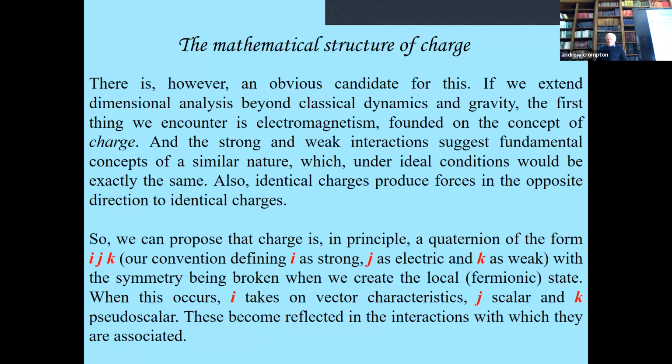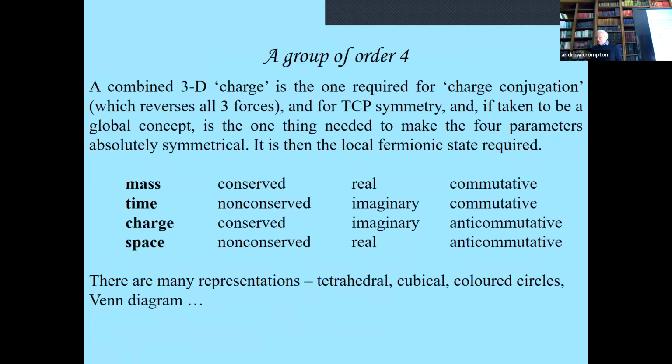But the symmetry between them is broken when we create the local fermionic state. That absolute equality is only true in a non-local way. It's not true in a local way. And when we break that symmetry, we've seen a quaternion take on vector characteristics, or the charge takes on vector characteristics. The other charge, electric charge, takes on scalar characteristics, and weak charge takes on pseudoscalar. And we'll soon see that it works in the interactions.